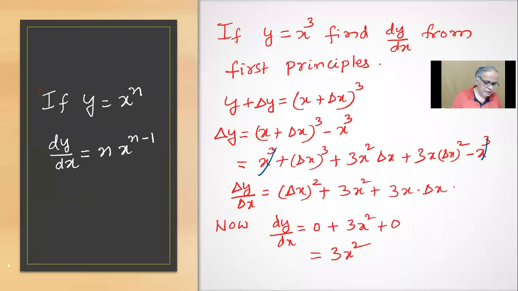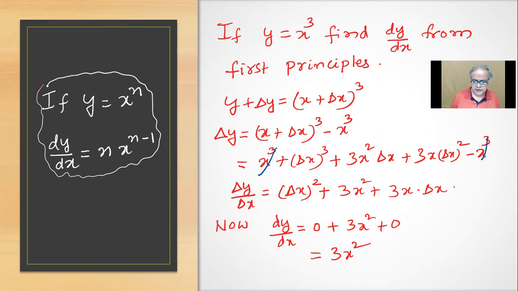This also can be derived, but people should know a little more of mathematics. Like if y is x to the power n, you will get dy by dx as n into x to the power n minus 1 by doing a similar procedure. What could be that procedure? Can you guess?